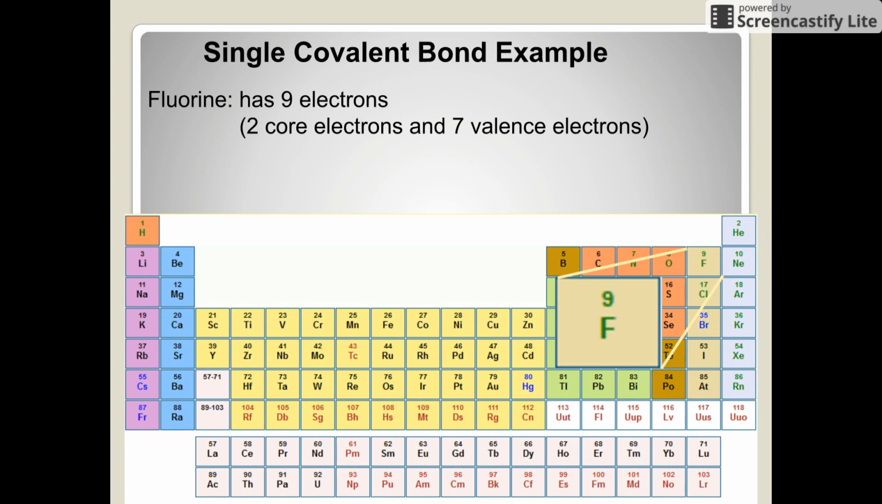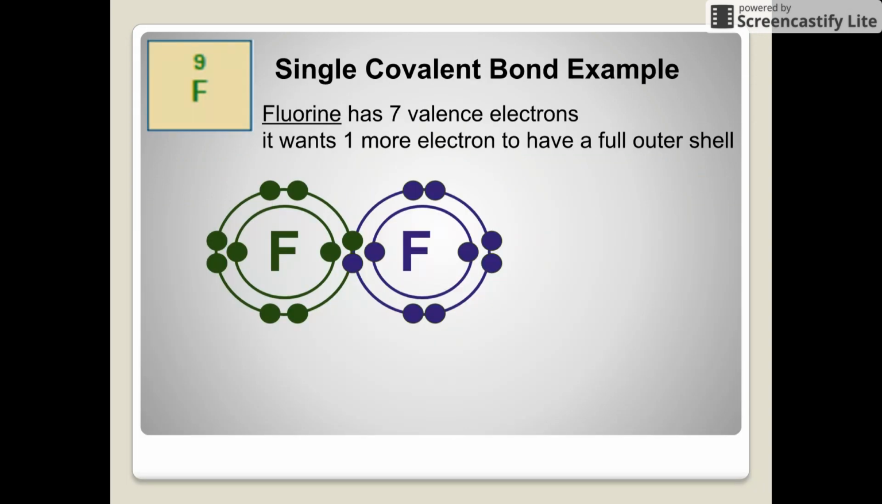So here's an example of a single covalent bond. Fluorine has 9 electrons, so 2 are going to be in the inner shell. That leaves 7 for the next shell, which means there are 7 valence electrons. How many electrons does it need to have a full shell? It wants to get to 8, so it just needs one more. So we could have 2 fluorine atoms coming together to each share an electron with the other atom, and now they each have 8. So this is an example of a single covalent bond. They're each sharing 1, and now they're happy.